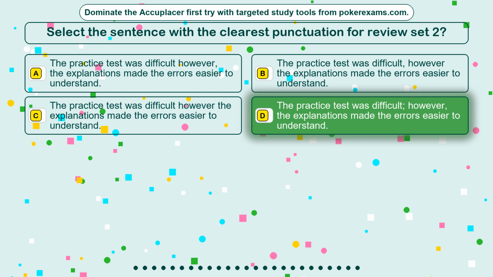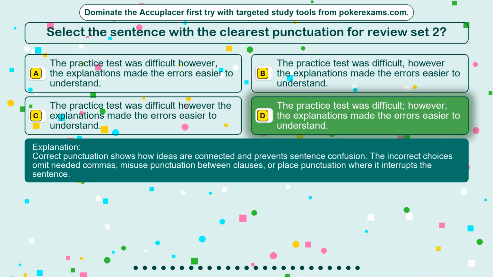The correct answer is option D. The practice test was difficult, however, the explanations made the errors easier to understand. Correct punctuation shows how ideas are connected and prevents sentence confusion. The incorrect choices omit needed commas, misuse punctuation between clauses, or place punctuation where it interrupts the sentence.